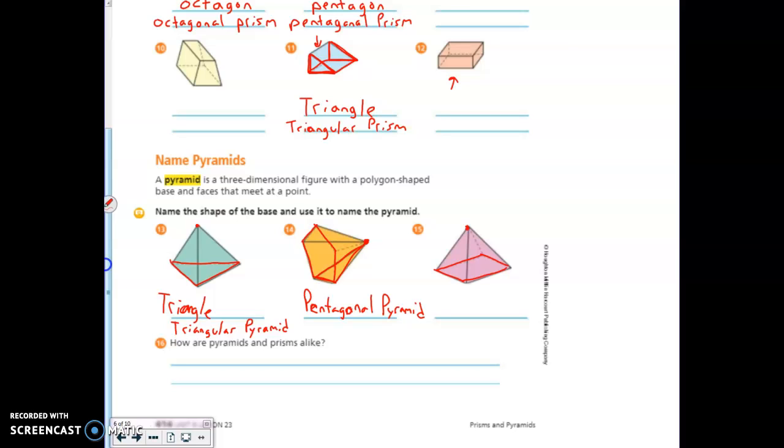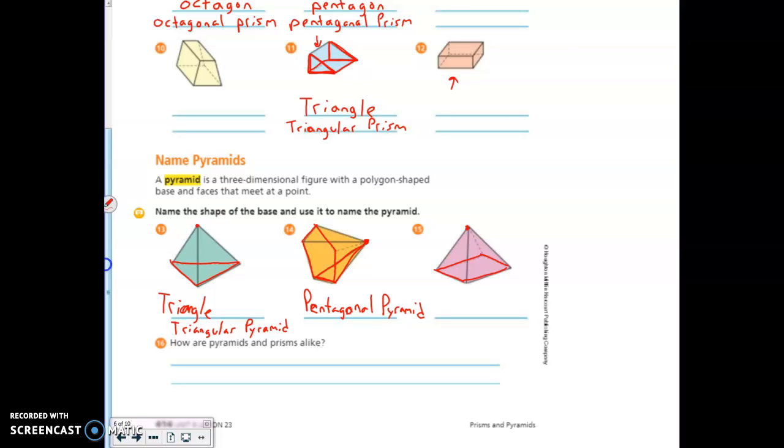It may seem like, oh my gosh, how can they be alike? How are pyramids and prisms alike? There's actually a number of ways that those two things are alike. One of the ways that a pyramid and a prism are alike is they're both 3D shapes. They both consist of 2-dimensional shapes coming together to create a 3-dimensional shape. So they're both 3D objects.